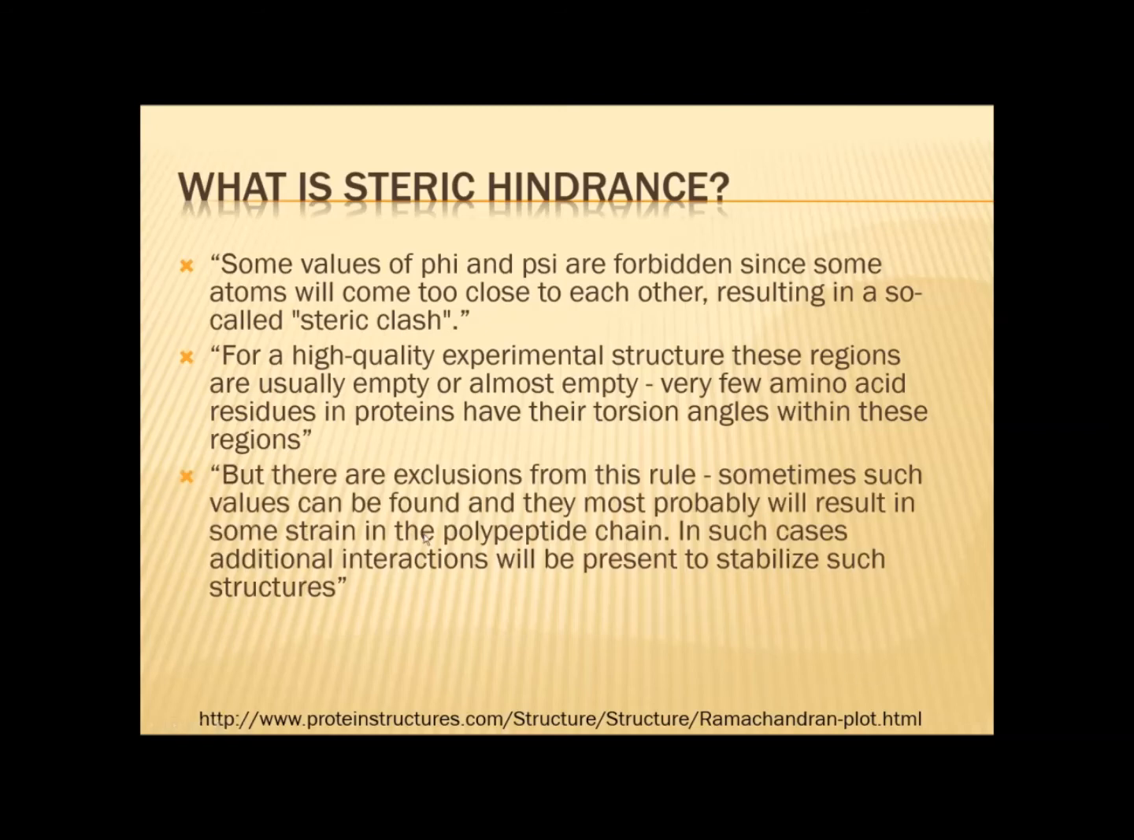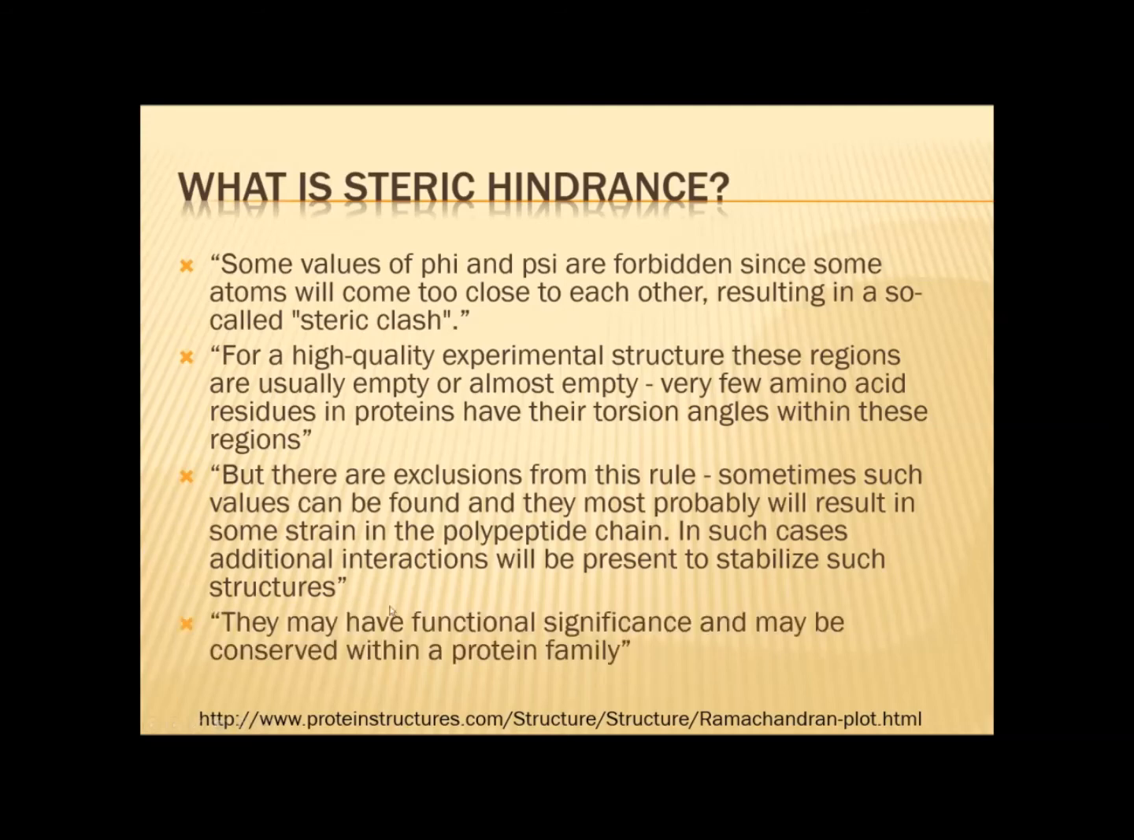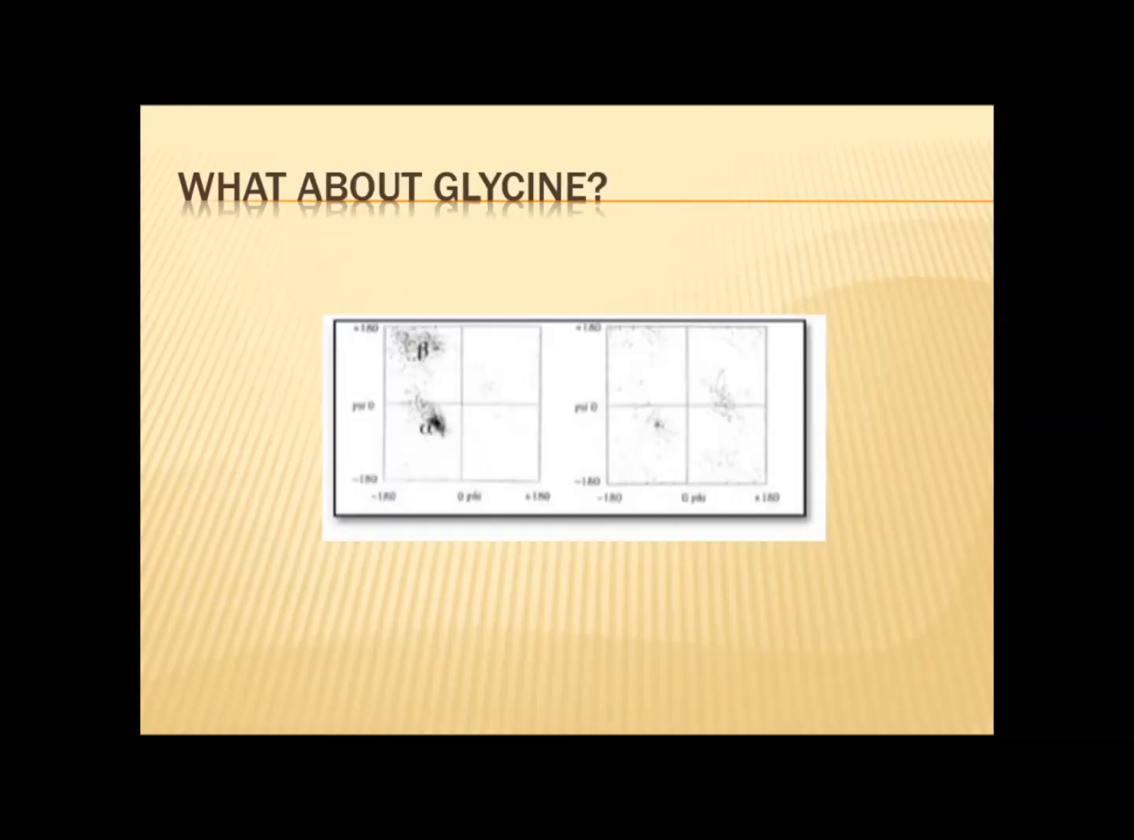Sometimes such values can be found and they most probably result in some strain. In such cases, additional interactions will be present to stabilize such structures. Okay, so that's something to keep in mind. And these might have functional significance, and some of these might be conserved within a protein family. So a particular protein family affects a certain function, and therefore these proteins, so to speak, can live with that additional torsional strain.